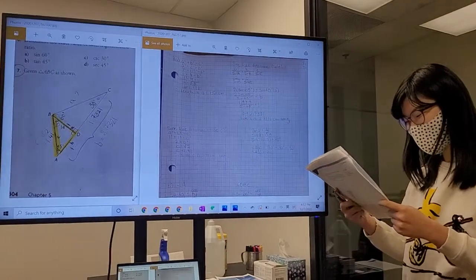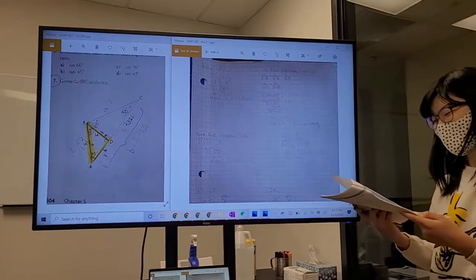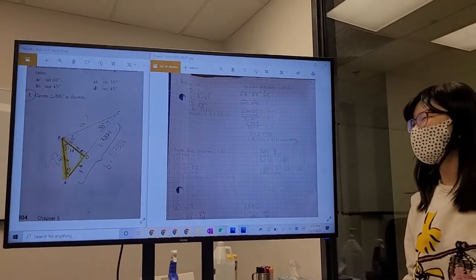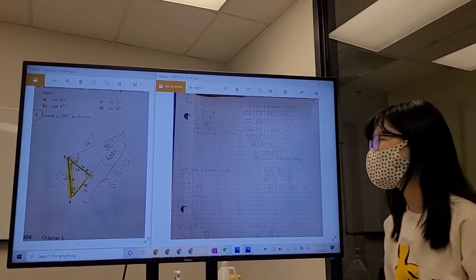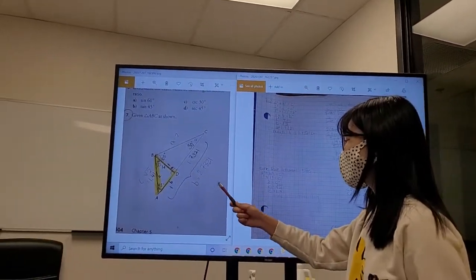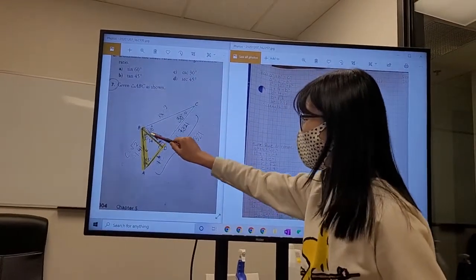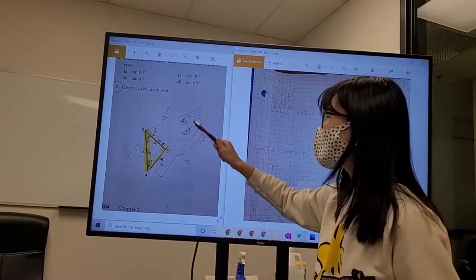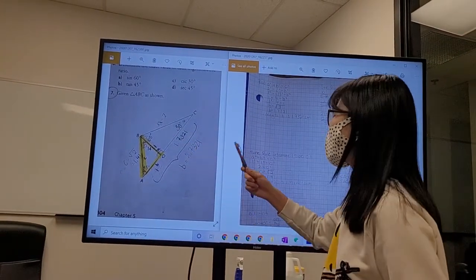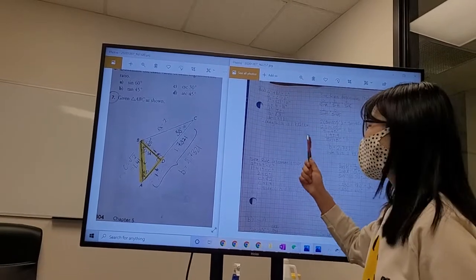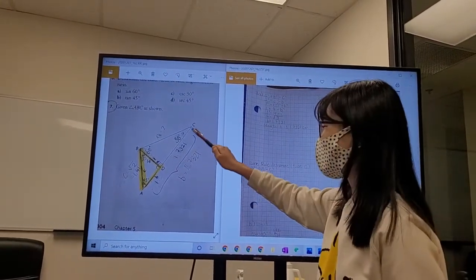Question 7 and 7a asks, determine the exact measure of each unknown side if sine x is 1 over 2. So sine is opposite over hypotenuse. So I know that this is 1 because this is the opposite of sine x, and this is 2. And then I use Pythagoras theorem to find this side, the bottom.